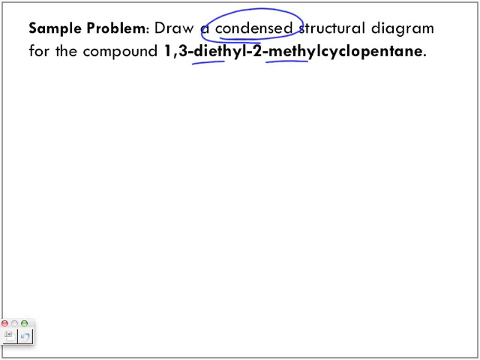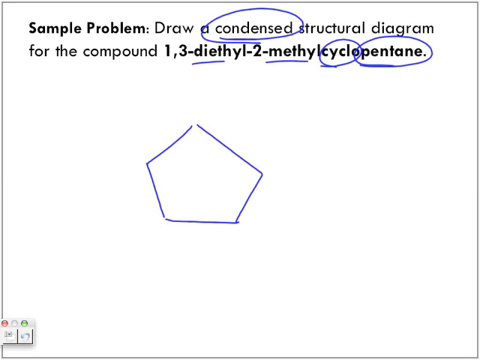Now, when we're drawing such a diagram, we know it's cyclo, so it's going to be in a ring shape. Pentane, right? No double bonds. So we're going to draw 5 carbons in a ring pattern. 1, 2, 3, 4, 5.